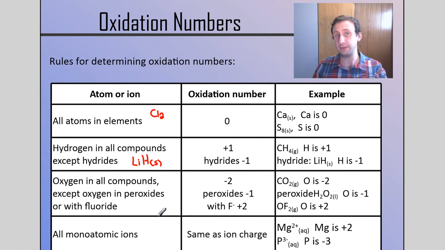Oxygen is almost always -2 if it's in a compound, but there's 2 exceptions that you need to know. One is peroxides, and then the other one is if it's with fluorine. Fluorine's crazy. It's got an electronegativity of 4.0. So it's going to hog electrons from even an electronegative atom like oxygen. So fluorine would end up getting the electrons, leaving oxygen as being +2 if it was with 2 fluorines like in OF2. So OF2 would be +2. In H2O2, hydrogen peroxide, it's -1. Otherwise, it's going to be -2.